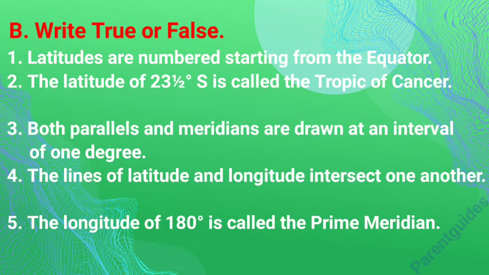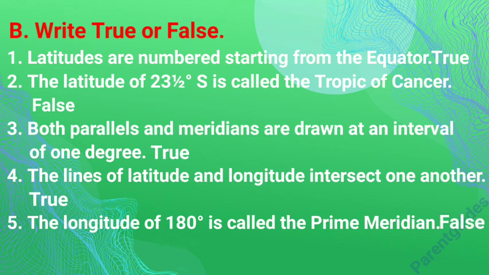B. Write true or false. 1. Latitudes are numbered starting from the equator. True. 2. The latitude of 23.5 degrees south is called the Tropic of Cancer. False. 3. Both parallels and meridians are drawn at an interval of 1 degree. True. 4. The lines of latitude and longitude intersect one another. True. 5. The longitude of 180 degree is called the prime meridian. False.